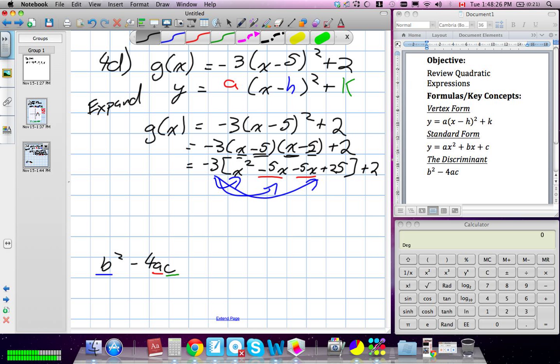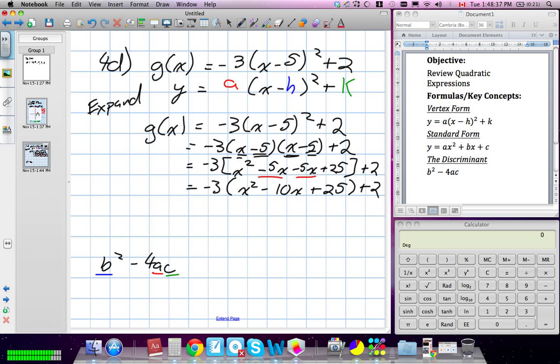Then when we go to distribute the 3, we'll multiply each of the terms by 3. Or sorry, negative 3. So negative 3 times x squared is negative 3x squared. Negative 3 times negative 10x is positive 30x. Negative 3 times positive 25 is negative 75. And on the outside of the brackets, we have plus 2. When we finally collect our like terms at the end, which are 2 constants, in standard form, this equation reads negative 3x squared plus 30x minus 73.